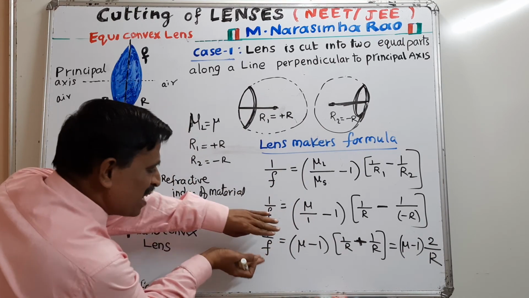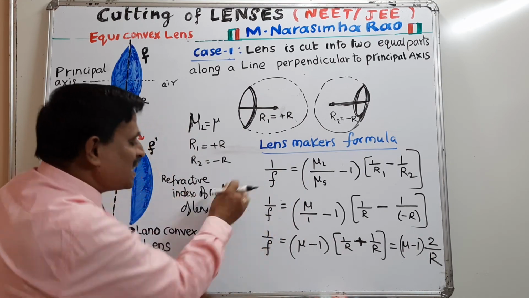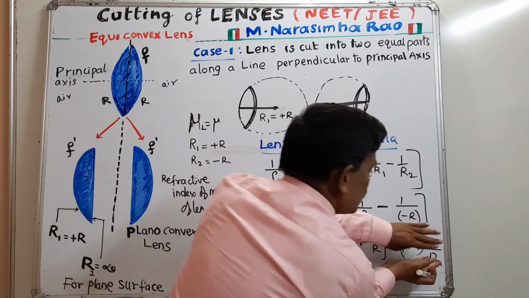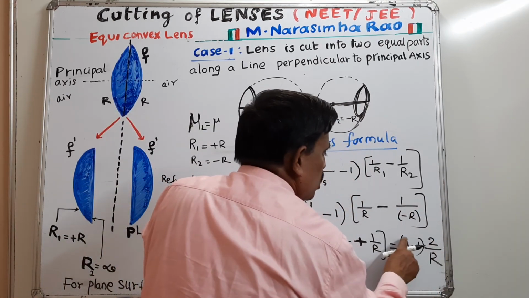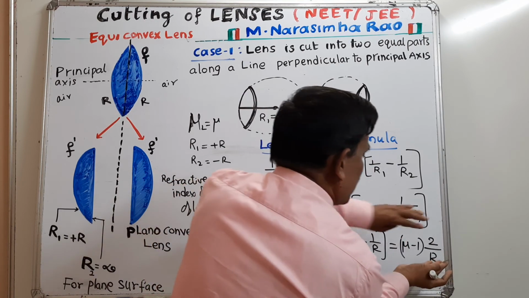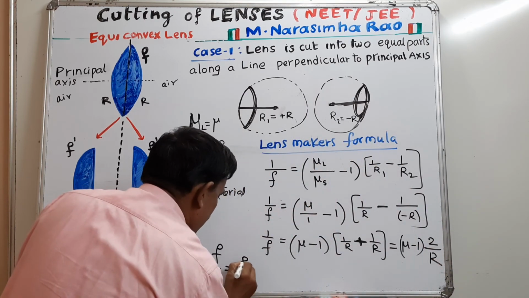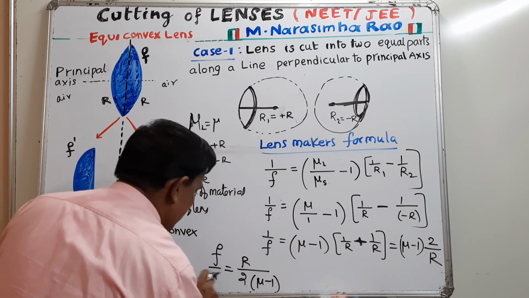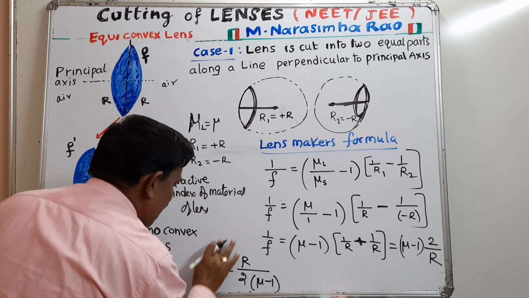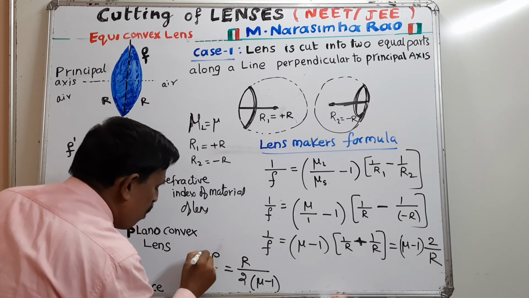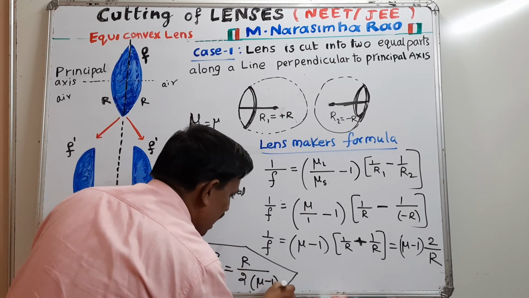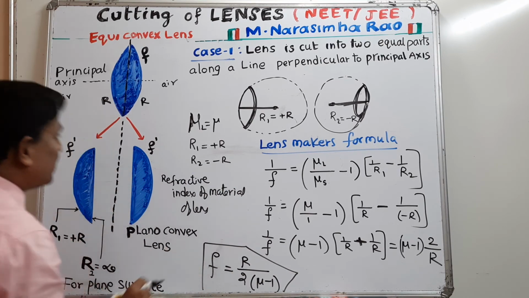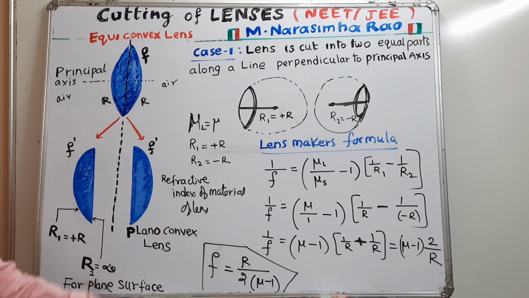Reverse this one. I am reversing the order: f is equal to R divided by 2 into mu minus 1. Now this is the focal length of the double convex lens, or the focal length of the equiconvex lens.